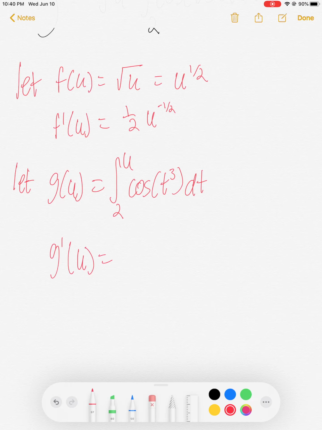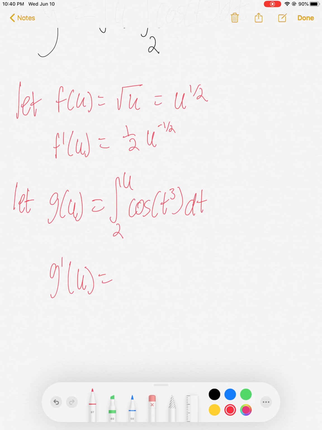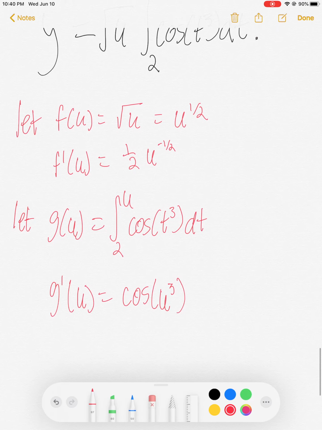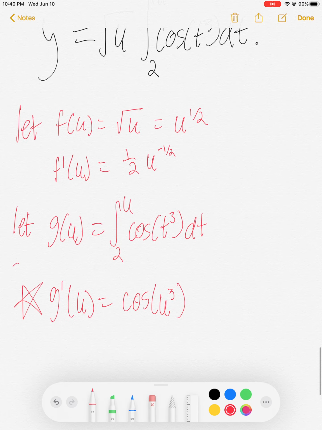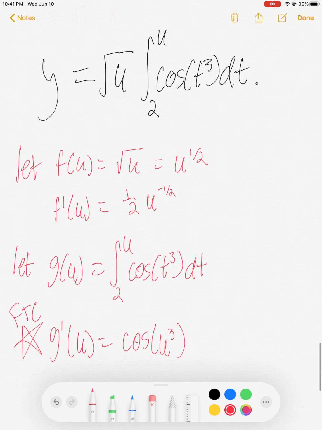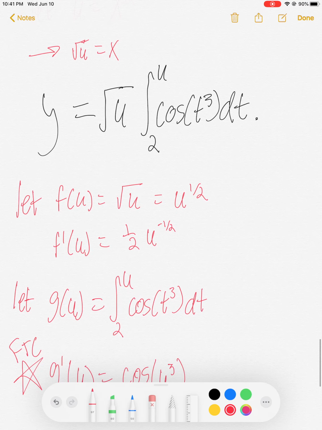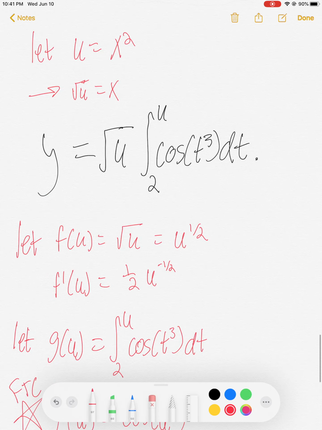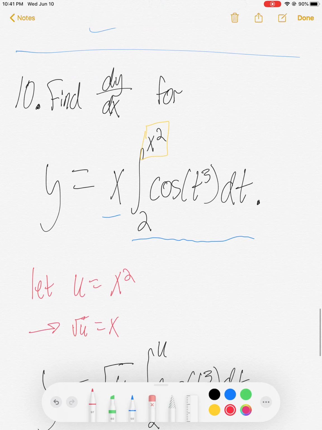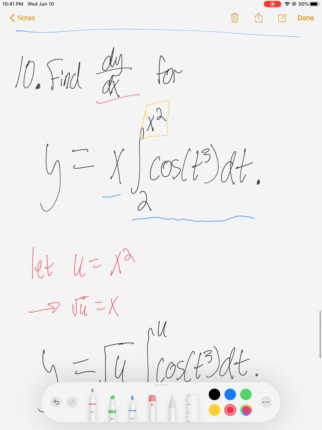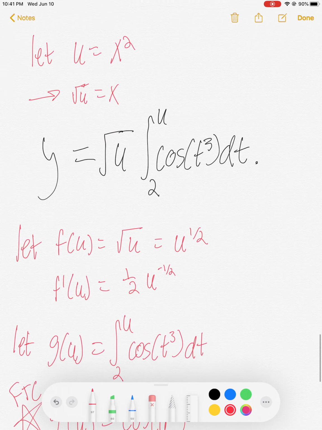So first let's look at f prime of u. That's going to be 1/2 u to the minus 1/2. And then g prime of u, well, this is going to just follow from the fundamental theorem of calculus. This is just going to be cosine of u cubed. This right here is the fundamental theorem of calculus, FTC.